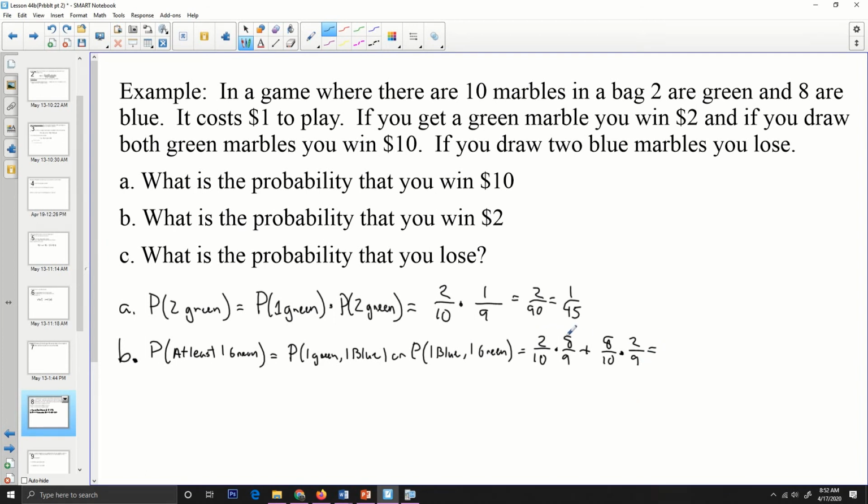So we end up with 16 over 90 plus 16 over 90. That's 32 over 90, which would be 16 over 45.